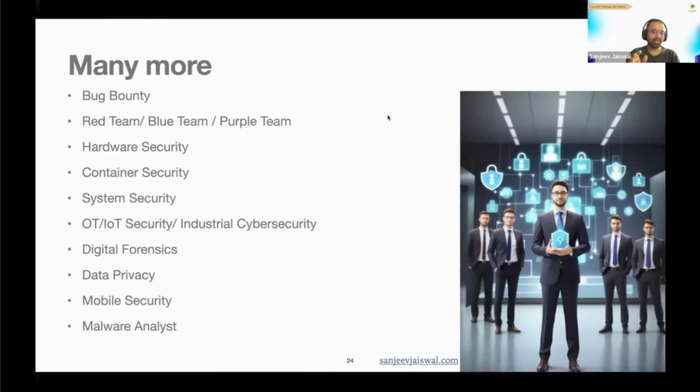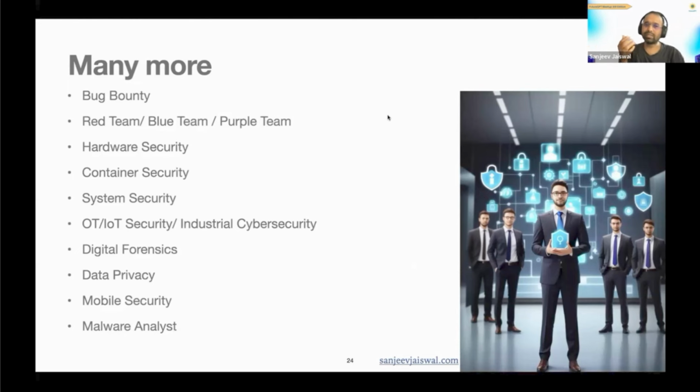Now there are many more. I can't discuss all those things because other slides I also have to cover. But there are many security roles available, like exploit developers, malware analyst, mobile security developer, and mobile security professionals. There are lots of jobs in data privacy, digital forensics, DFIR, and I have not covered anything about IoT security based things, industrial cybersecurity based, right? System security based. There are so many things.